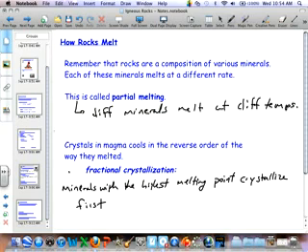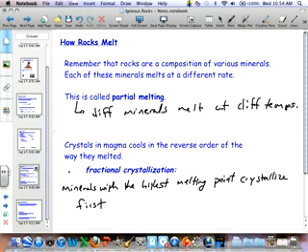Now, let's talk about geodes. Notice how we have layers? Can you guys see the little concentric layers within that? You guys see in the back? Okay. What that is, you have fractional crystallization within a confined space.